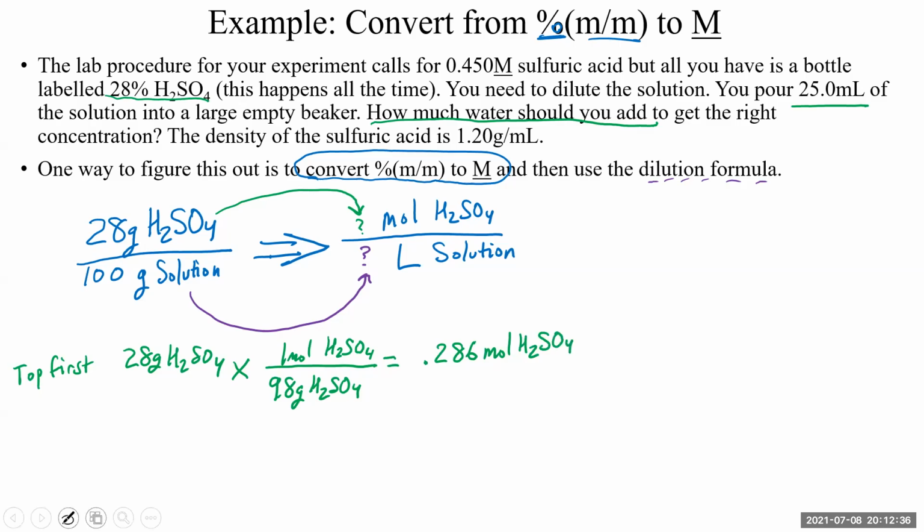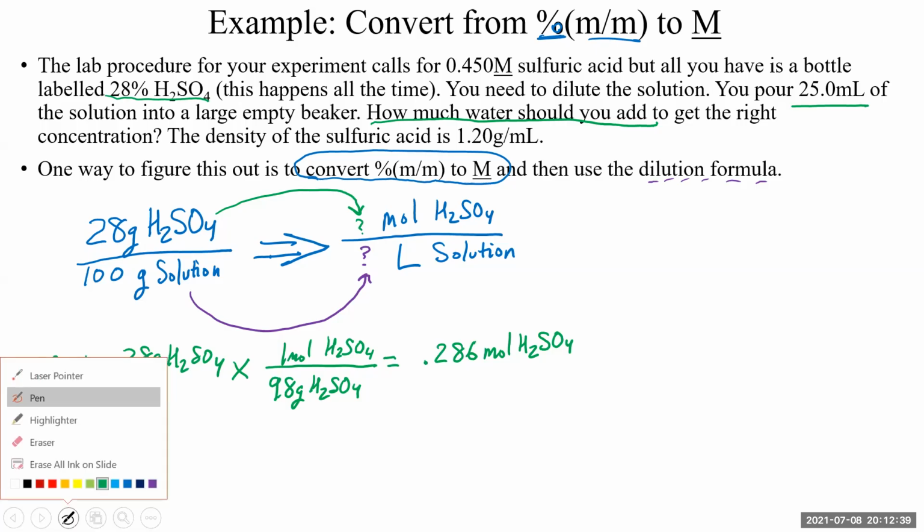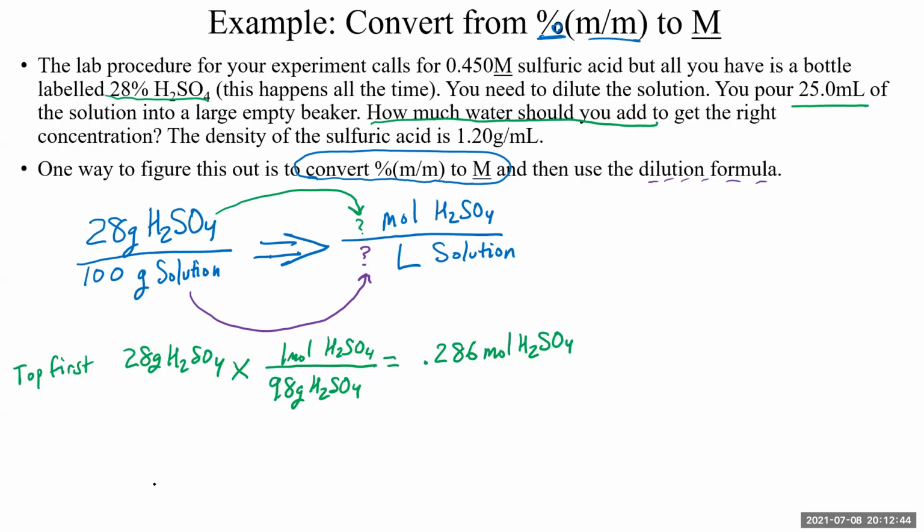Now the bottom. Now we're going to convert from 100 grams of solution to liters of solution. Now you might say, well, how do we go from grams to liters? Do not assume that a solution has the same density as water. That is not true most of the time. Now, sometimes you can assume that, but you have to be told that you can assume that. Otherwise, do not assume that a solution is the same density as pure water. Pure water is 1 gram per milliliter. This solution is not 1 gram per milliliter. I can assure you because I gave you the actual correct density.